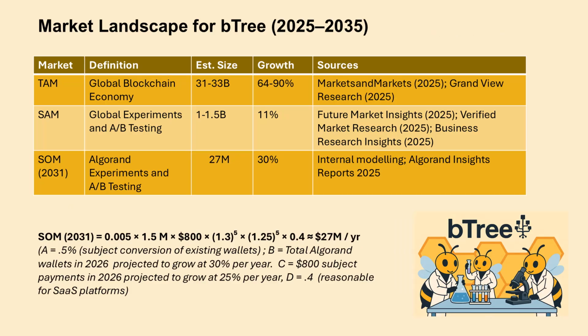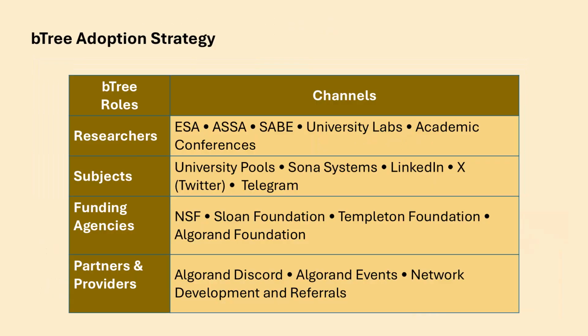Our market is large and growing. Even if we focus just on Algorand, our serviceable obtainable market reaches $27 million per year by 2031, based on realistic wallet conversion and subject payment growth assumptions. For adoption, we focus on channels that give us immediate access to research scientists through professional contacts and subjects through existing subject pools. These channels give us direct, high-quality access to the people who will use and support btree.